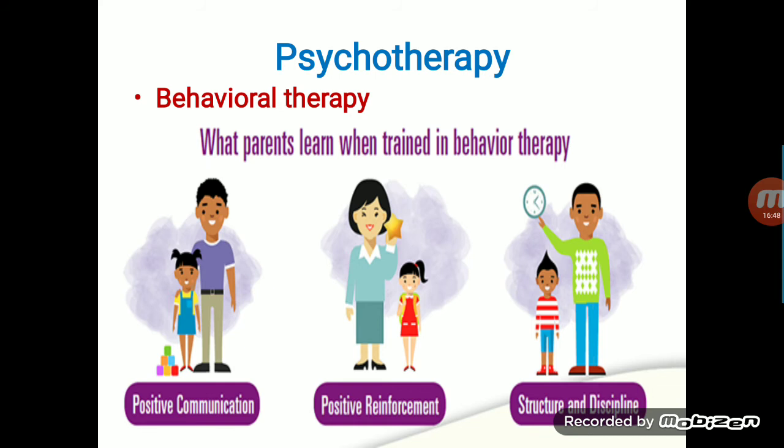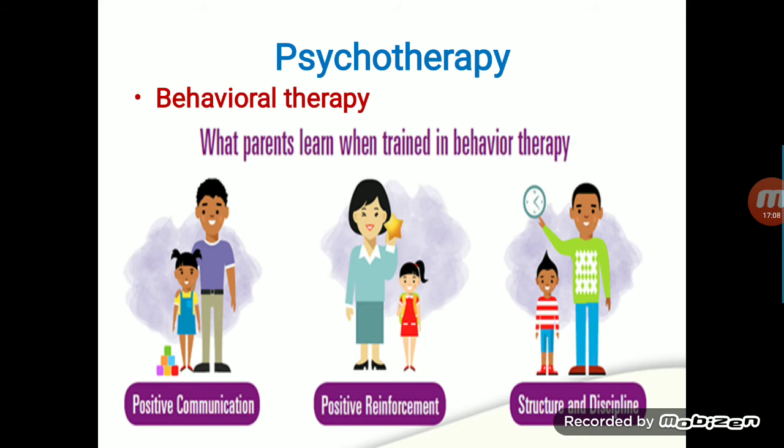For example, today you tell the child to sit quietly for 5 minutes. Now if the child sits quietly for 5 minutes, you have to praise the child. You have to give positive reinforcement. That is, you have to praise the child, or you should give a chocolate to the child, or you should buy the child's favorite toy.